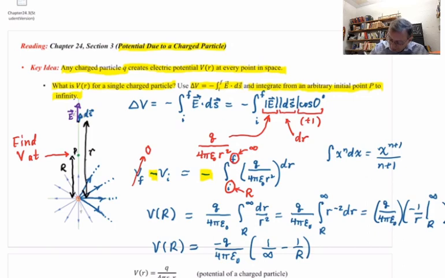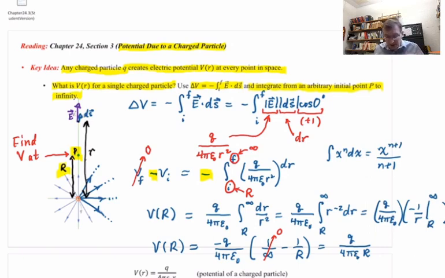To a physicist, 1 over infinity is 0. 1 over huge is small. You can't get huger than infinity, and you can't get smaller than 0. And then I've got two negatives together. Those cancel, so I end up with q over 4 pi epsilon 0 big R. And that's the electric potential right there at the point P, which is a distance big R from the charge, with the reference point being at infinity.